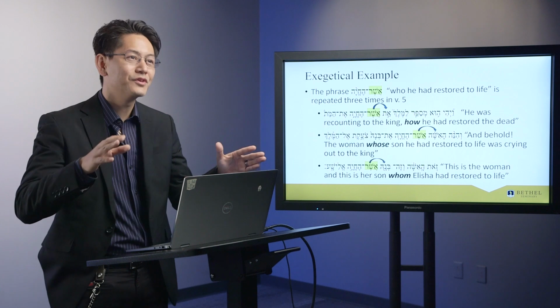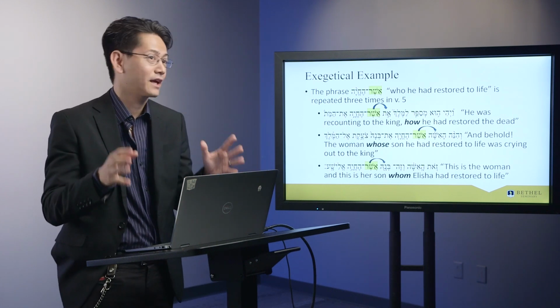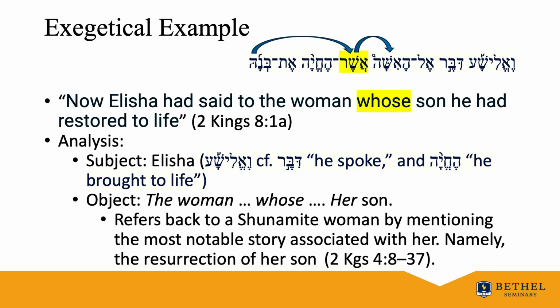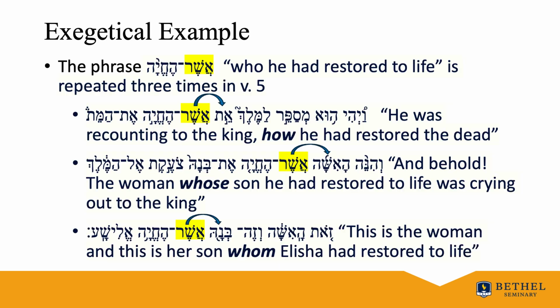So let's do a quick review of how this phrase, asher hecheya, appears 4 times in 2 Kings chapter 8. The first time is when the story reintroduces the Shunammite woman, reminding the readers of the event that took place earlier. The second time is when recounting the miracle of Elisha. Well, what was it? Oh, it was this, how he brought back the dead son. Third reference is again referring back to the woman. And the fourth reference again points to maybe an evidence of the miracle. That is, the son himself has come.